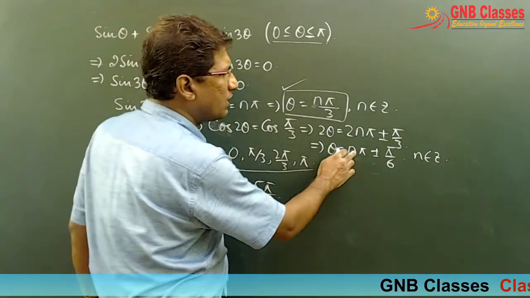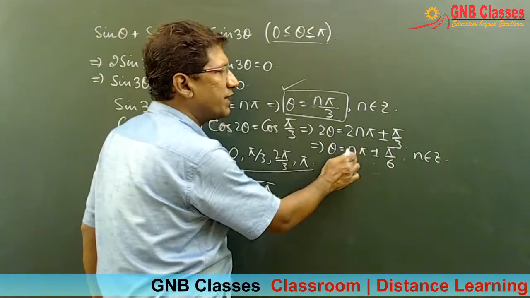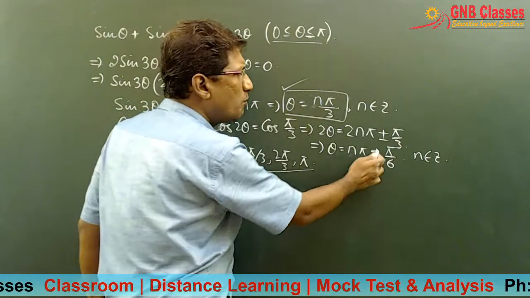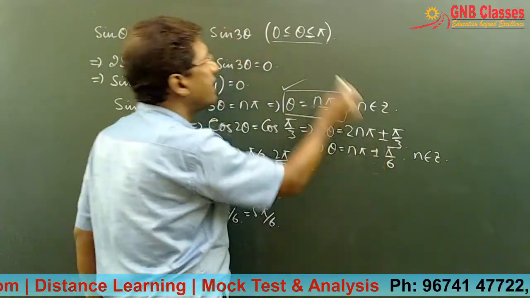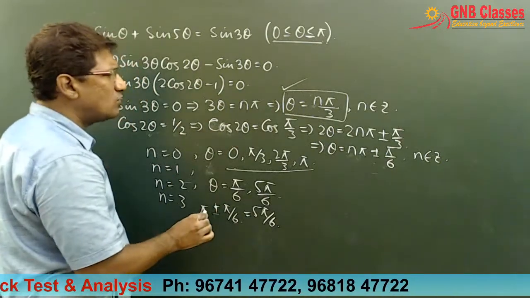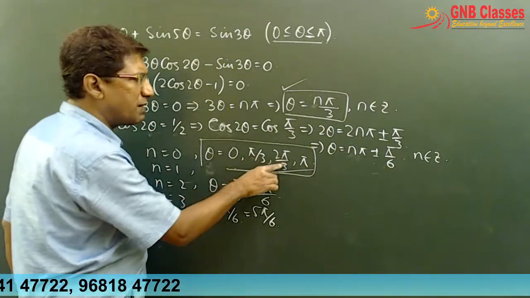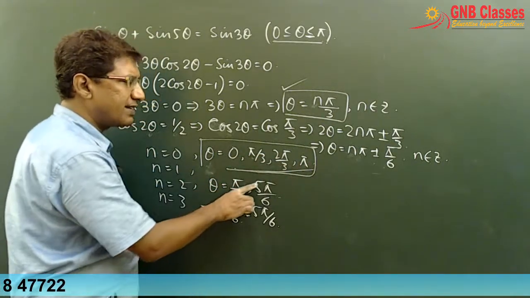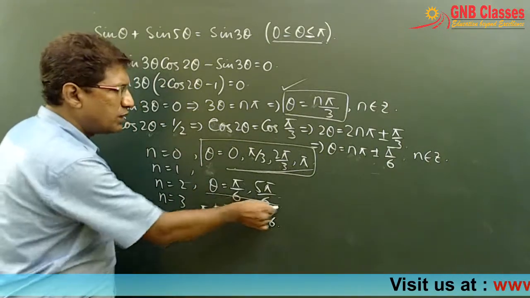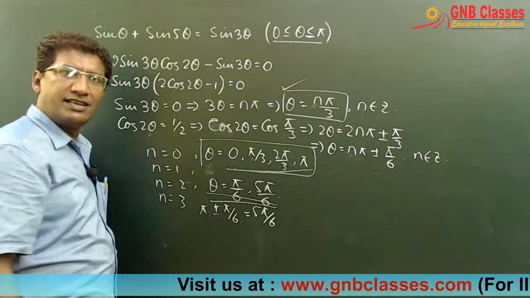Now if I put n equals say 2, you are going to get 2 pi plus pi by 6, which is beyond this, so we will leave that one. 2 pi minus pi by 6, again it will not fall within this range. Therefore the values of theta that we got are 0, pi by 3, 2 pi by 3, pi, pi by 6 and 5 pi by 6. These are the 6 values that we got which will satisfy this condition and the given equation. Is it clear to all of you?